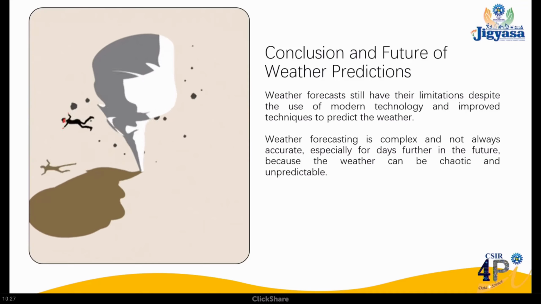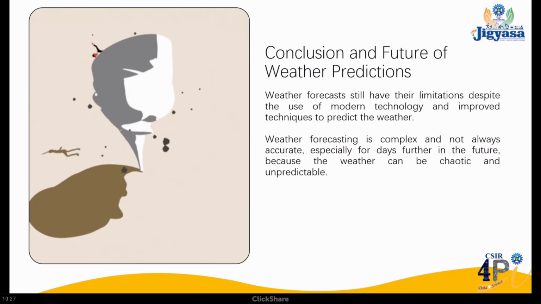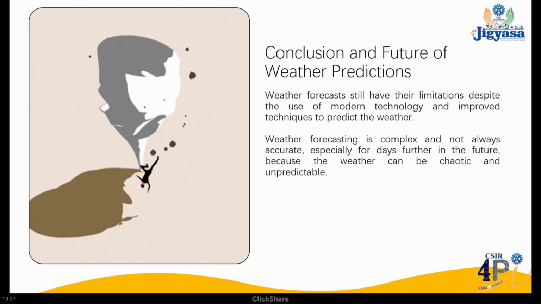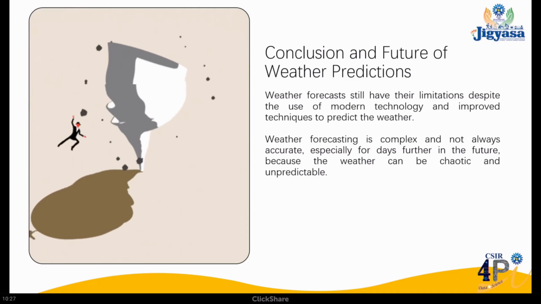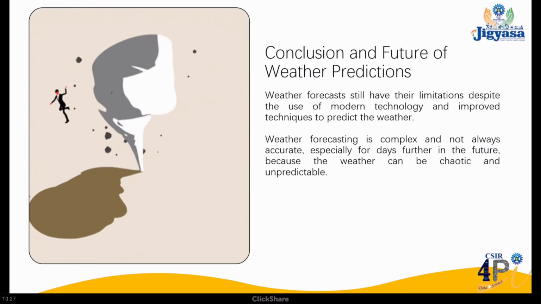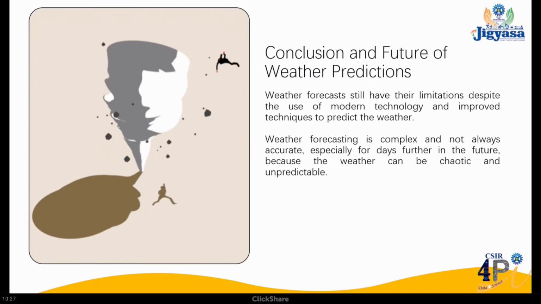And weather forecasting is complex and not always accurate, especially for days further in the future, because weather prediction can be chaotic and unpredictable. Weather is totally chaotic in nature, so it is a kind of predicting the unpredictable.